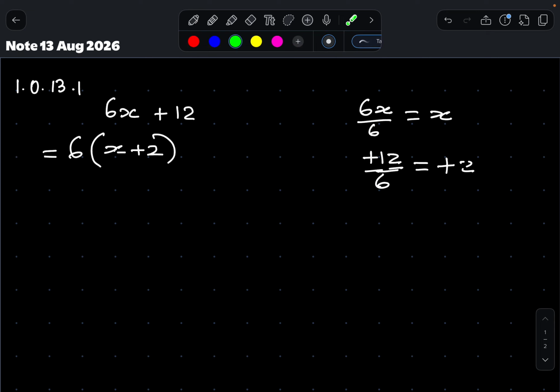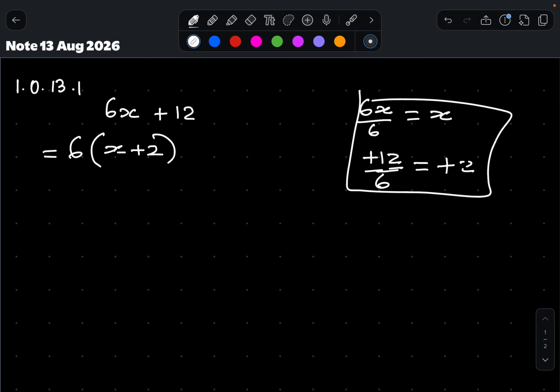To check if you have factorized properly, I advise you to always just multiply quickly for a quick check. 6 times x is 6x. 6 times 2 is 12. Then you know that you have factorized that expression properly. Right? Sharp.